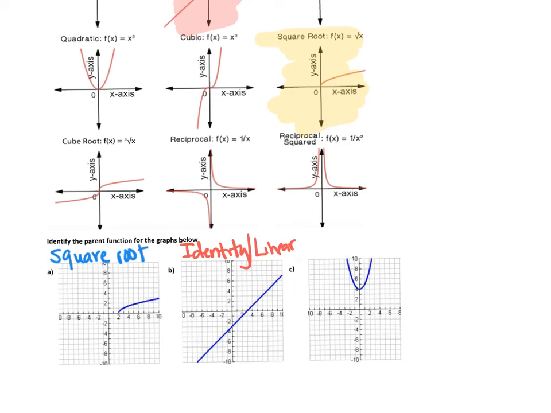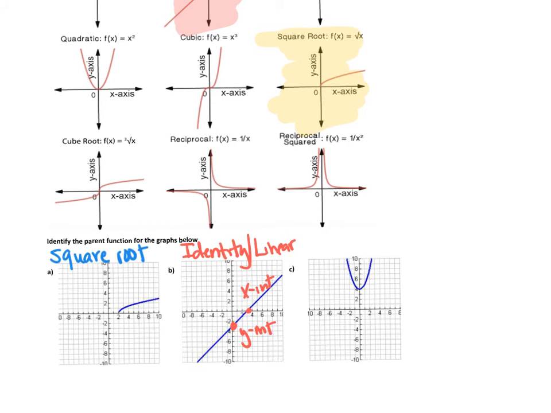And again, here's the y-intercept, here is the x-intercept. We can get the domain from the graph, and we can get the range from the graph. Every identity function is going to have an x-intercept, a y-intercept, and a domain and range.